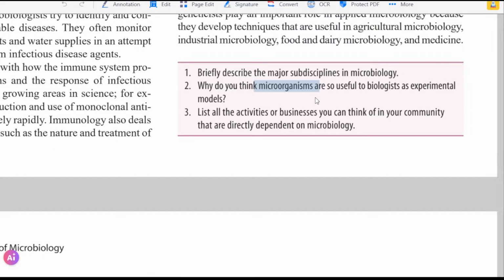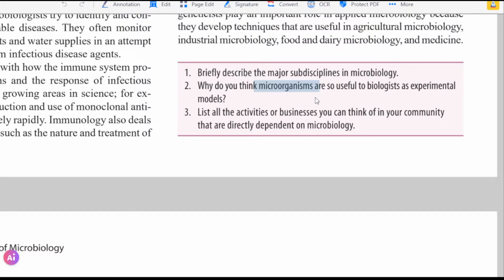List all the activities or businesses you can think of in your community that are directly dependent on microbiology. Activities and businesses. I don't know about the practical side of microbiology in my community.